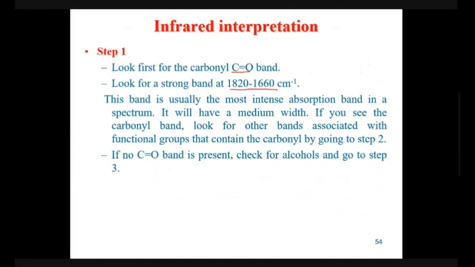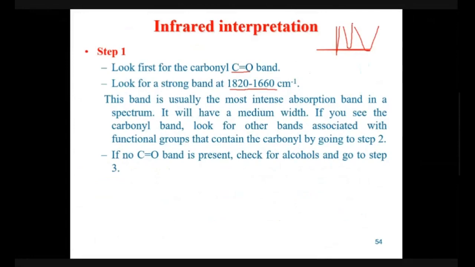Now, it contains an absorption band in the spectrum. Okay, it will absorb very strongly. It will have a medium width. See, medium width means this is a narrow peak, this is a wide peak. So in between them, you have a medium width.